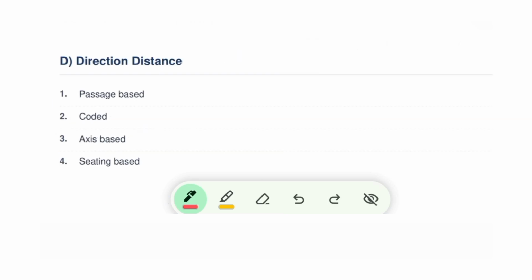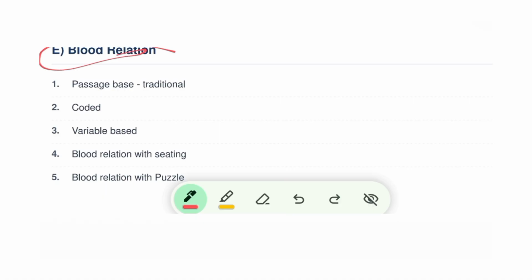Now the fourth topic is direction and distance. In prelims it is very simple, mainly passage based, but in mains it can be coded and symbol based. Sometimes it can be made by some other logic, then it can be axis based, or you can see direction and distance with sitting arrangement and puzzle. The fifth topic is blood relation. So these are the five types.